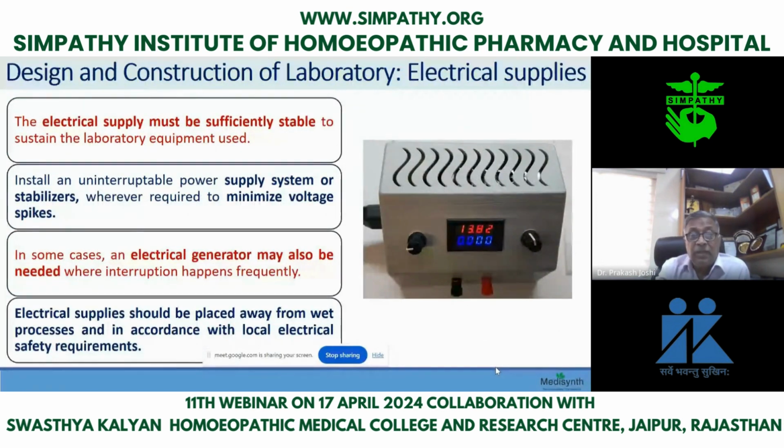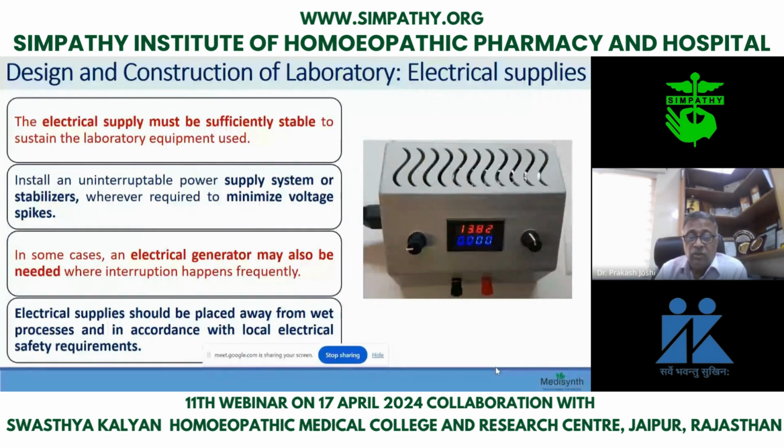Then electrical supply, it must be sufficiently stable to sustain the laboratory equipment. If you have taken a certain load, for example 2 kW, and your instruments, for example an oven, consume more power, and you have some other machineries, there will be a lot of supply problems. So it is very important how much load you have taken, and that there is a continuous supply.